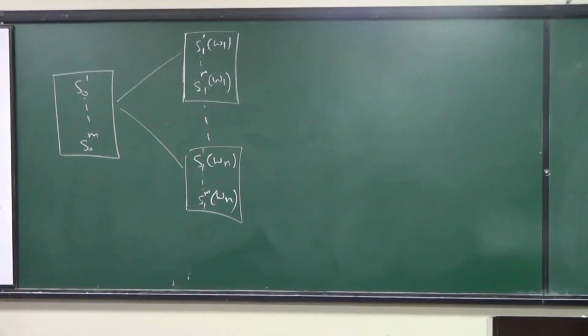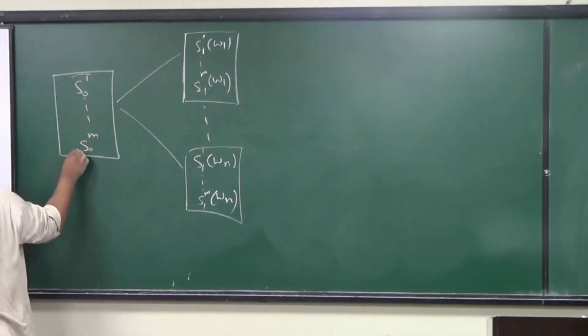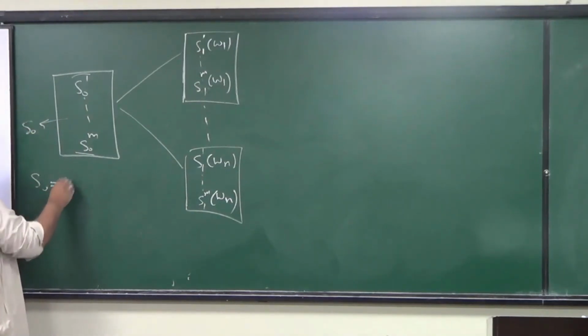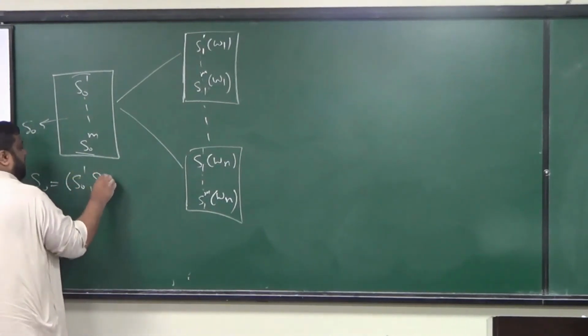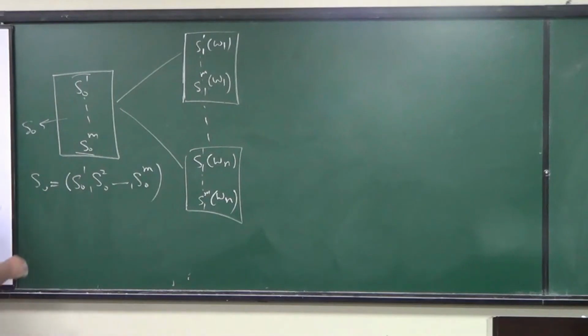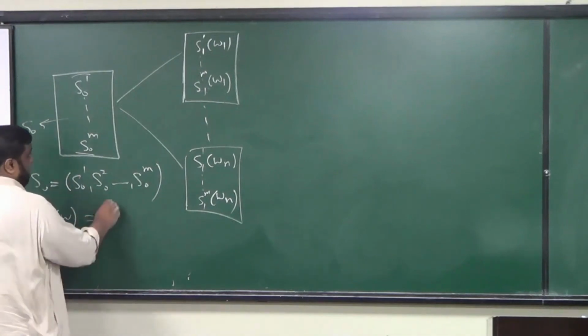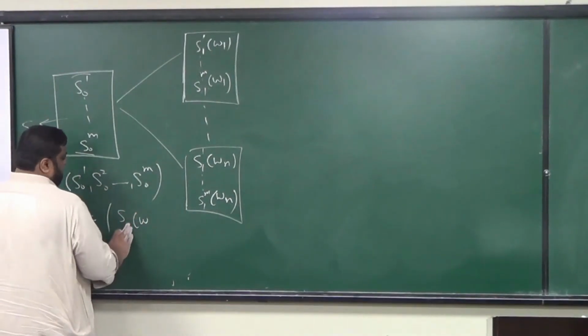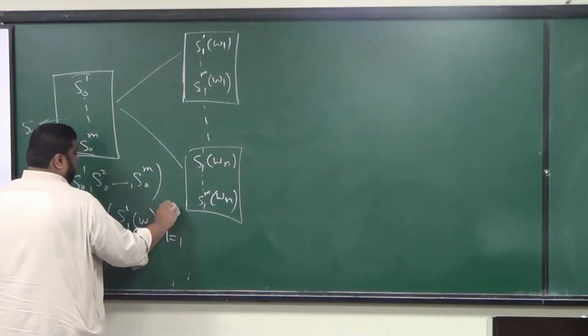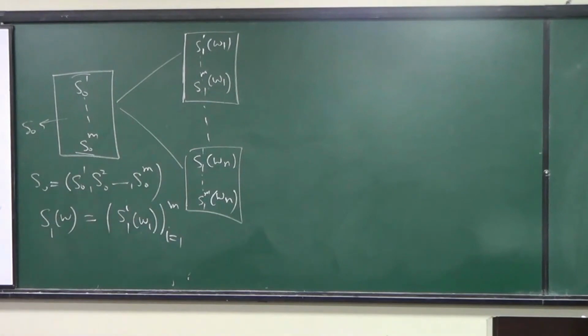Okay. We can compactify it. I can put all of these things in a vector. I'll call that vector S0. So S0 is a vector. And similarly, in this case, if I'm writing, for example, S1 of omega 1, it's a vector. It doesn't mean one value, it's a vector, with components S1 1 of omega 1 up to S1 m of omega 1.